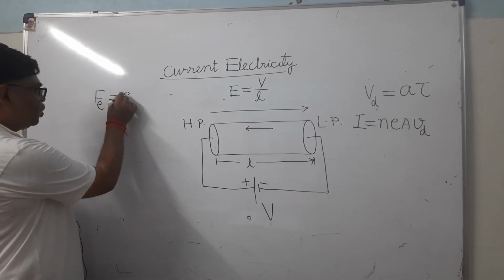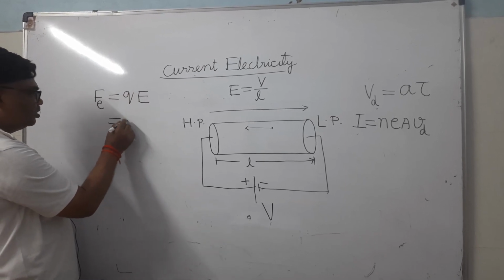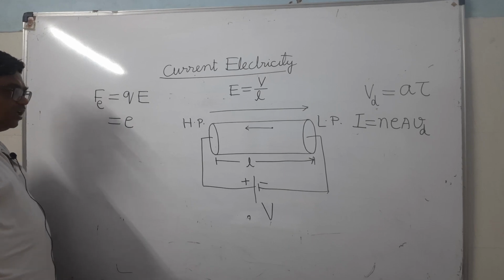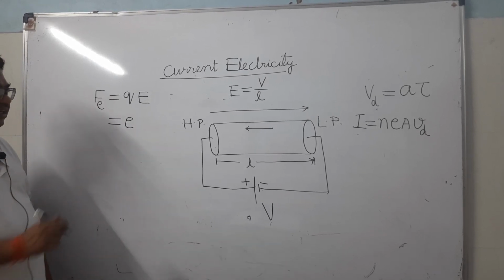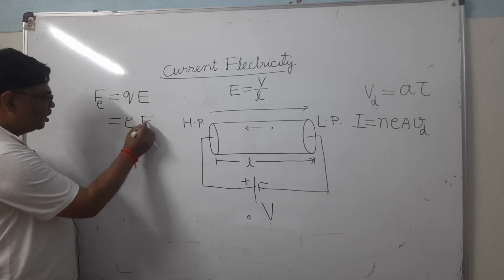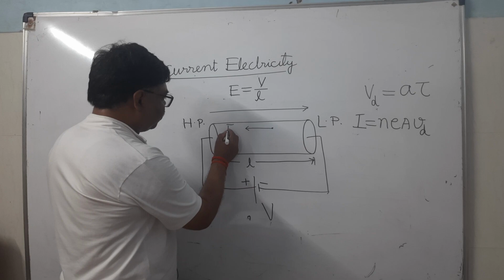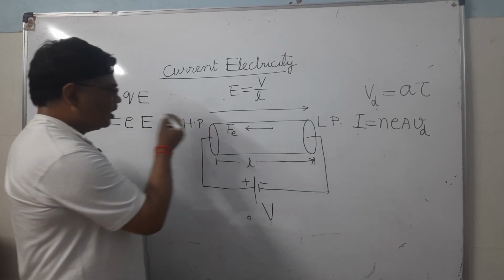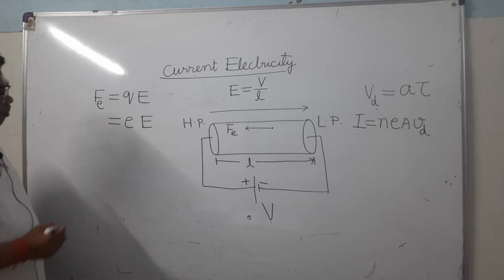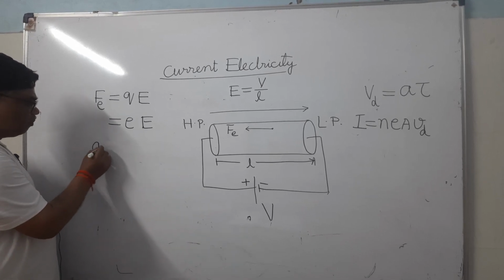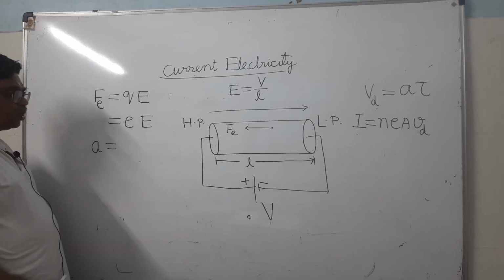It is Q into capital E. What is Q on the free electron, which we denote by small e, whose value is 1.6 × 10⁻¹⁹ coulomb, into E. So on every free electron this much electric force will act directed towards the higher potential end. It's clear? So what will happen? Every free electron will get accelerated towards the higher potential end.